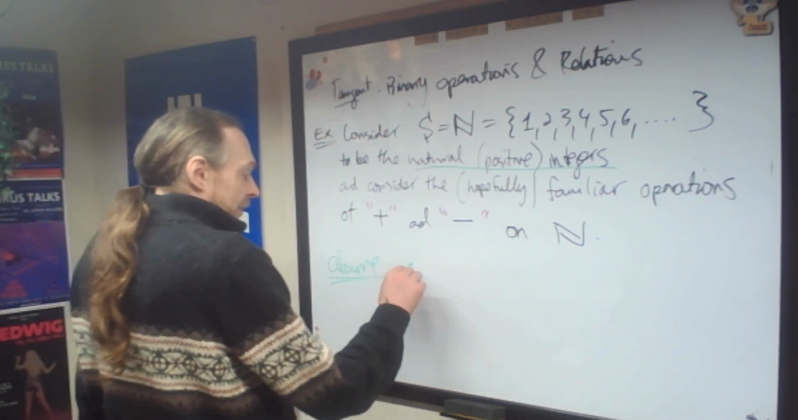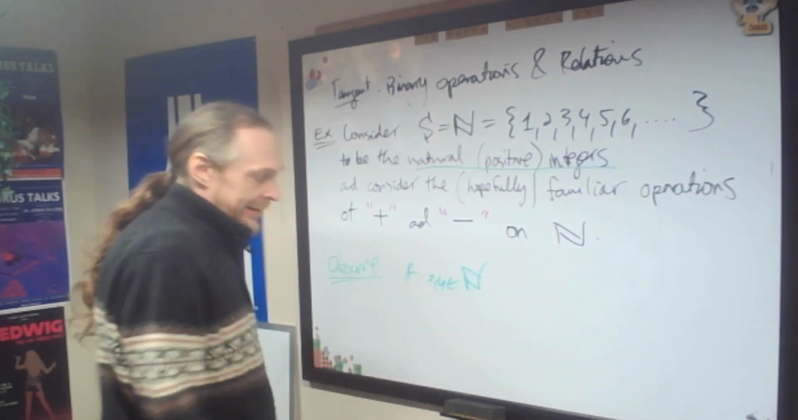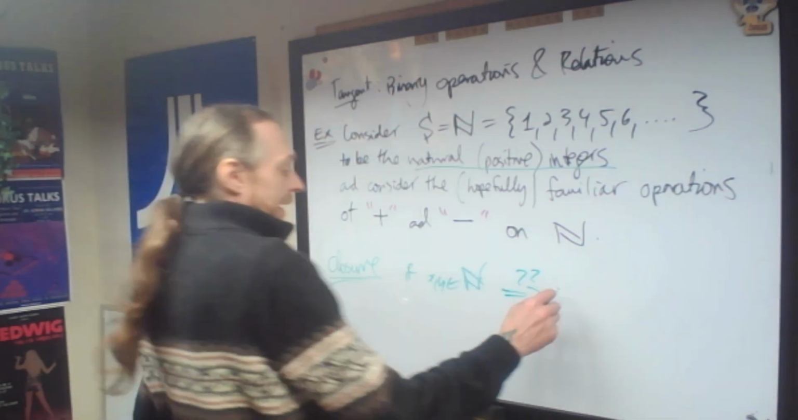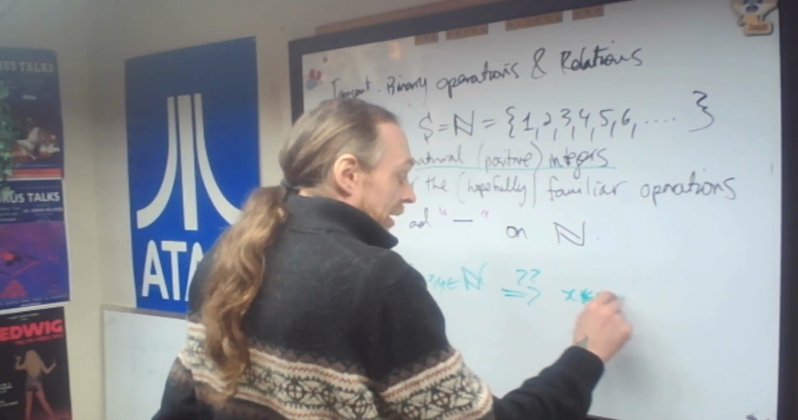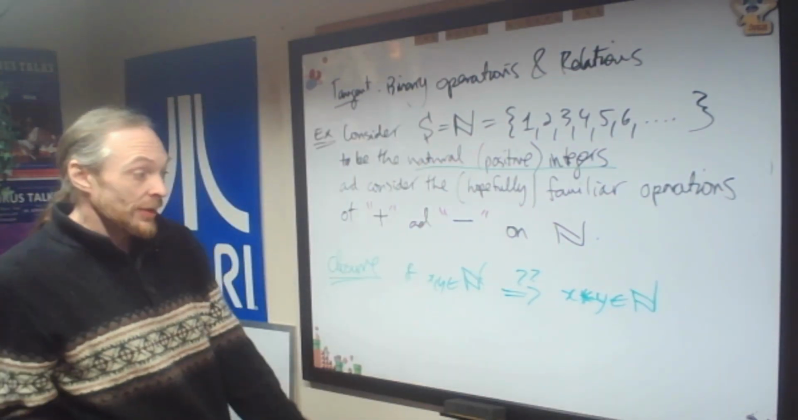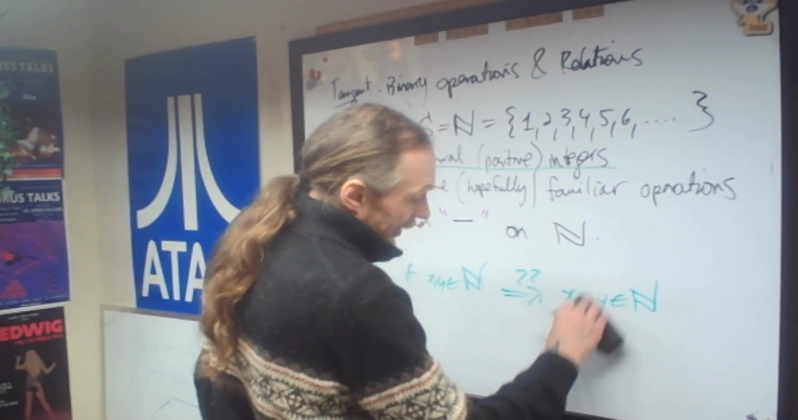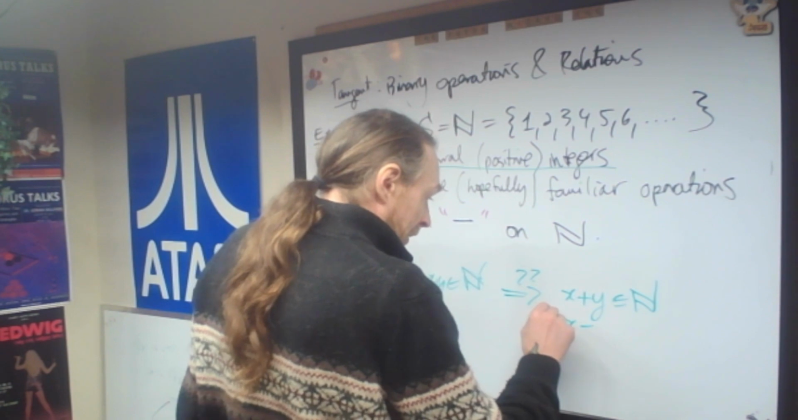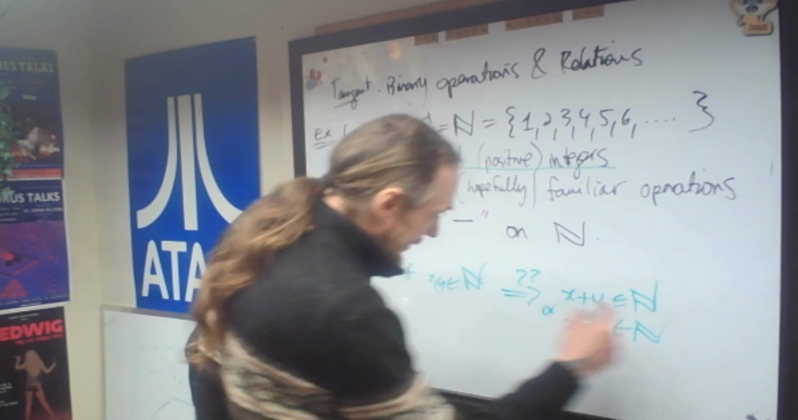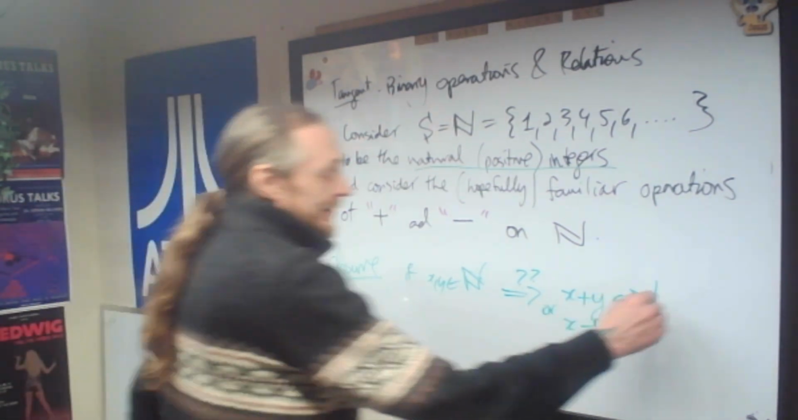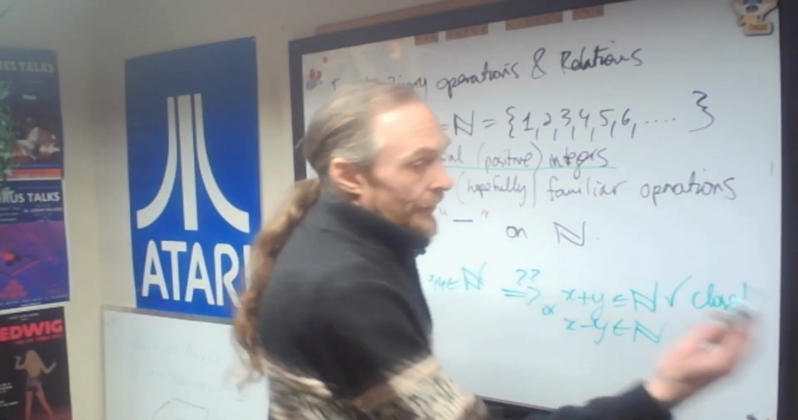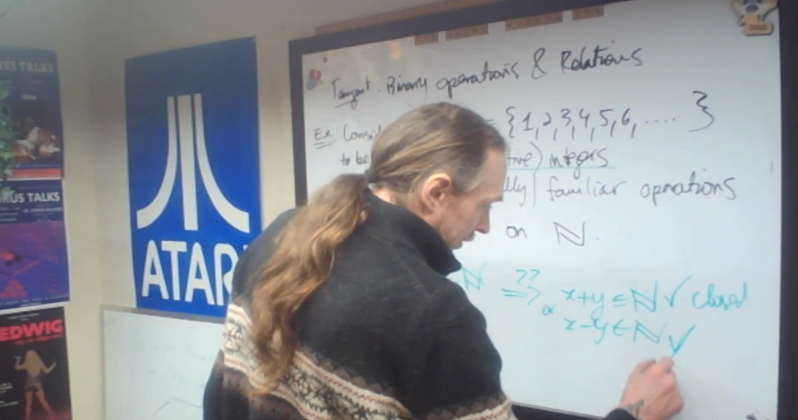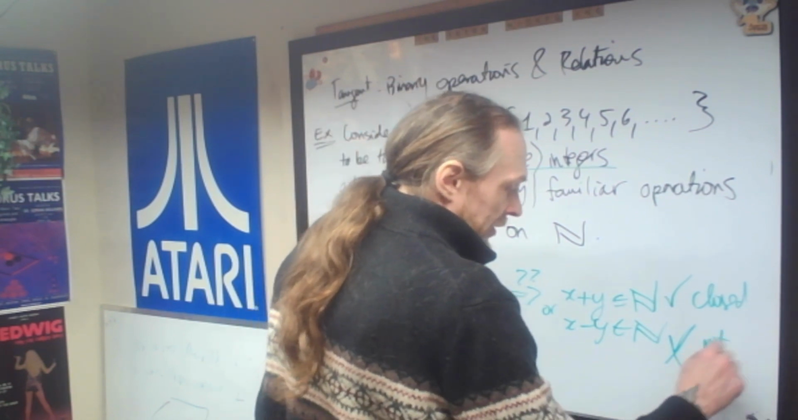Closure is this: if you take x and y in N, does that imply that x star y is in N, if you're having an arbitrary binary operation? This star is what we're going to ask about. If it's a yes, you say it's closed under addition in the set of positive integers. If you get a no, then this is not closed.